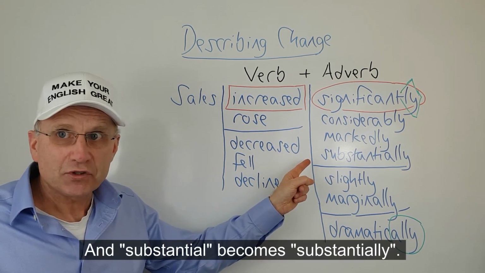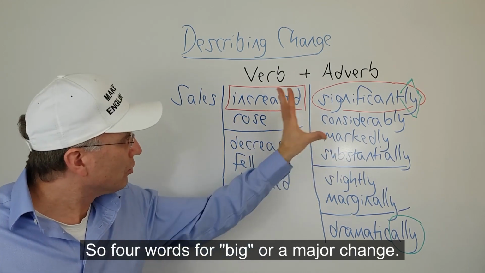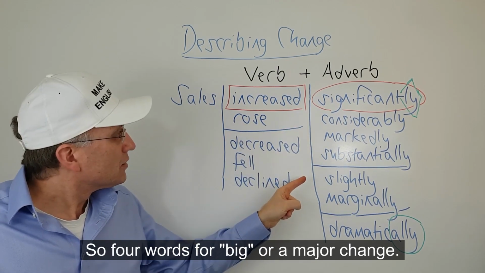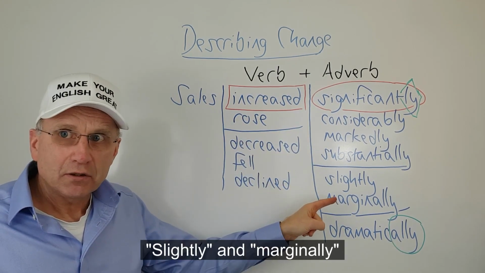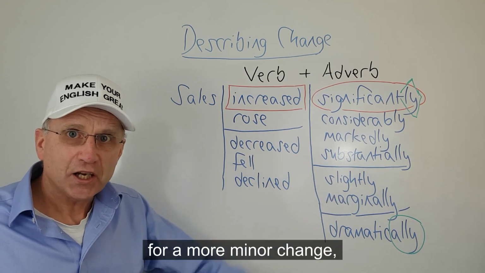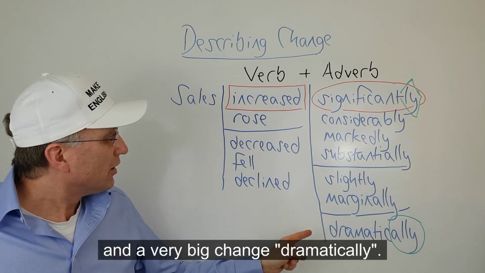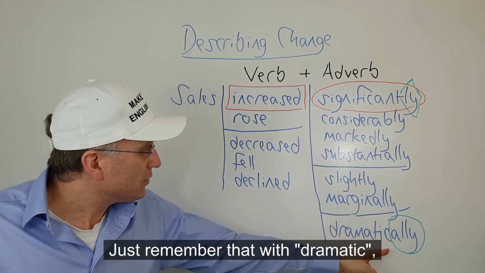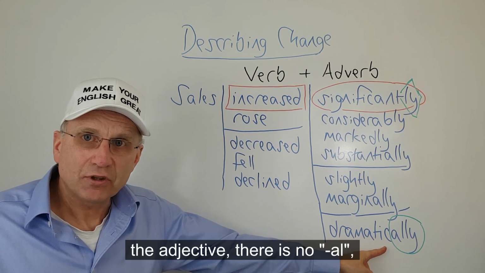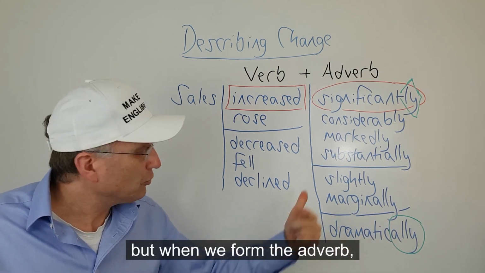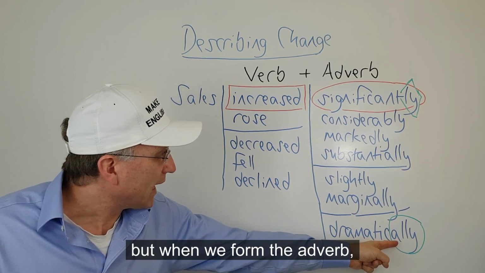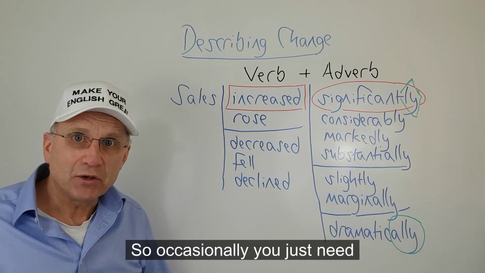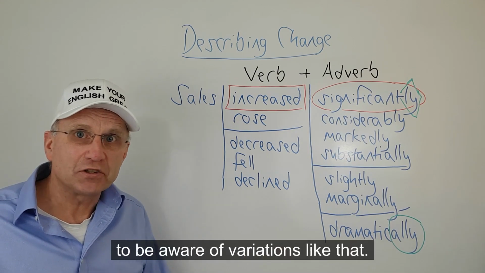And substantial becomes substantially. So 4 words for big, for a major change, slightly and marginally for a more minor change, and a very big change dramatically. Just remember that with dramatic, the adjective, there is no al, but when we form the adverb, we add al and then ly. So occasionally you just need to be aware of variations like that.